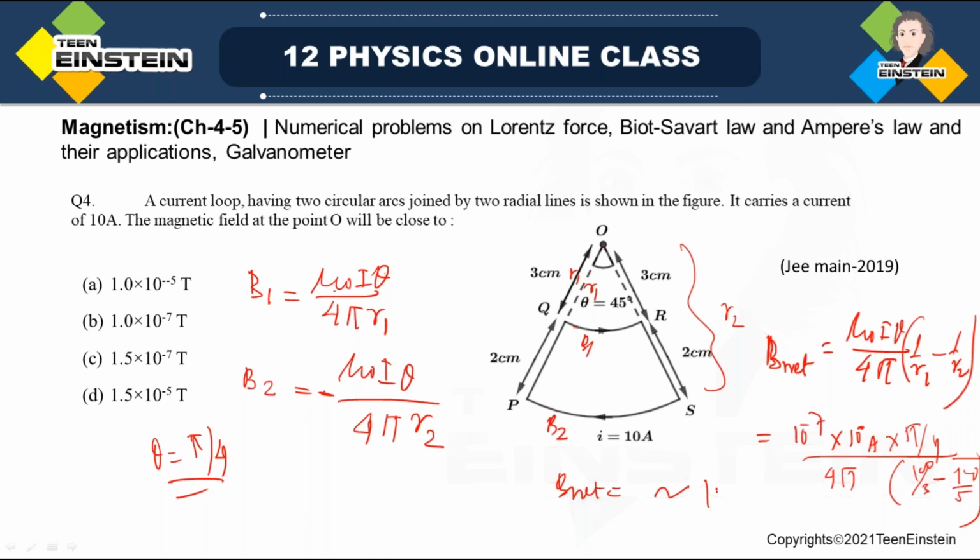10 to the power minus 5 Tesla. Okay, so this will be the answer, 1.0 into 10 to the power minus 5 Tesla. This is the answer for this question.